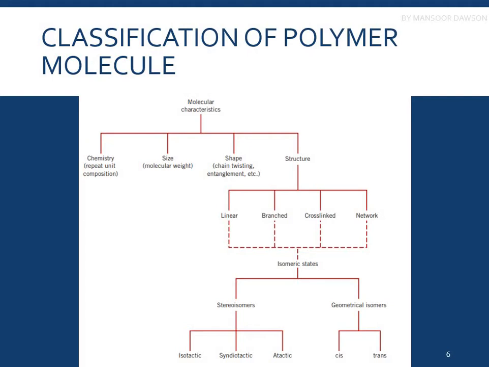And these structures have isomers, that is stereoisomers and geometrical isomers, in which the chemical formula is the same, but they are arranged in a different pattern. So in stereoisomers we have isotactic, then we have syndiotactic and atactic, and in geometrical isomers we have cis and trans isomers.